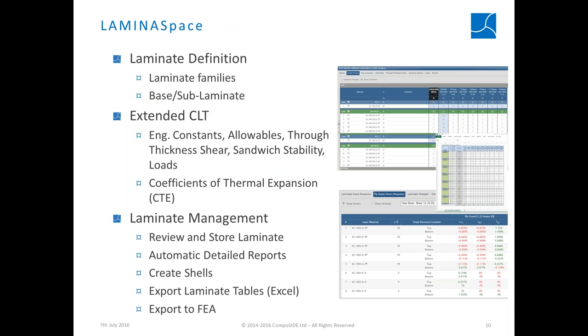Okay, so after the materials and plies, we come to Laminate Space. Laminate Space is the tool dedicated to the extended classical laminate theory. It allows you to define your laminate, selecting the materials and plies in the database, and you can create either entire families, base laminates, or an infinite number of sub-laminates. As part of the evaluation tools included, you can review engineering constants, allowables, true thickness shear, sandwich stability, analyze different cases with loads, and also review coefficients of thermal expansion.